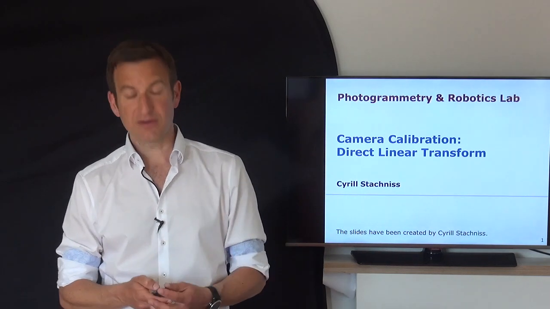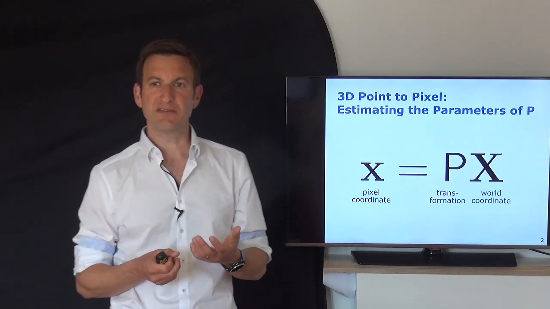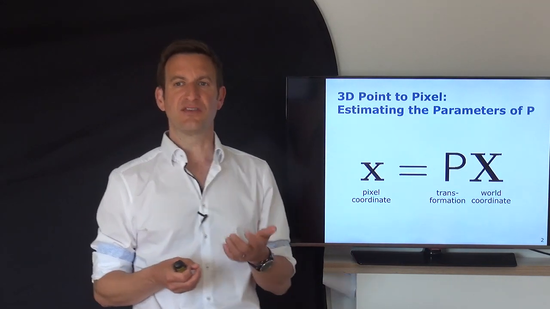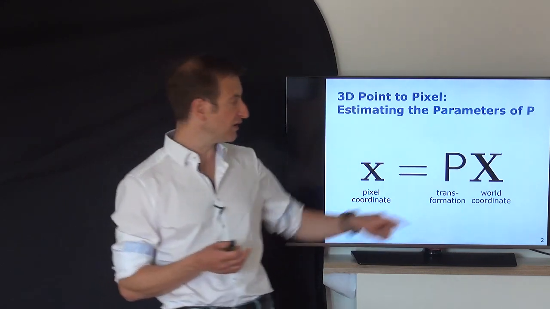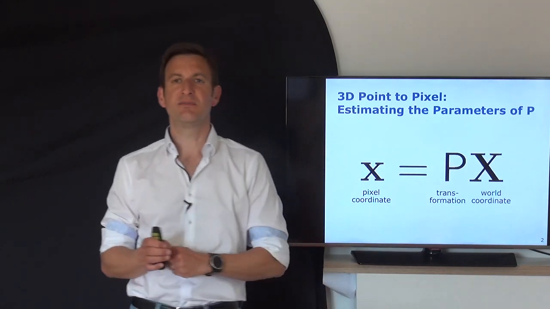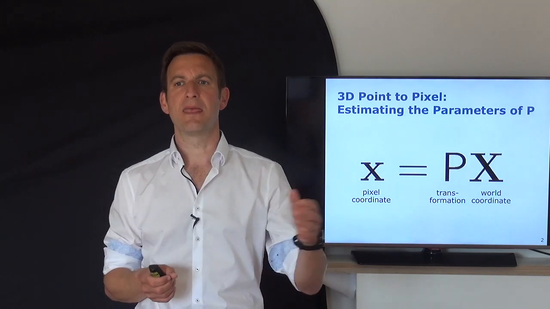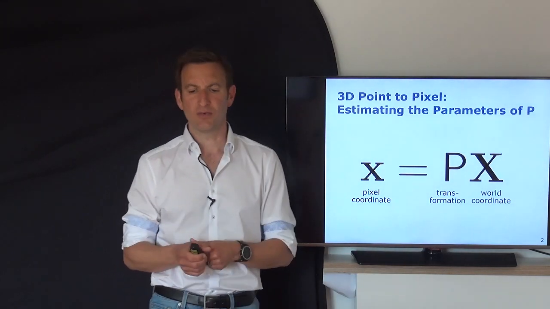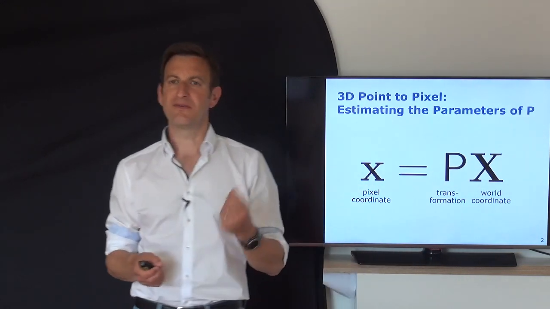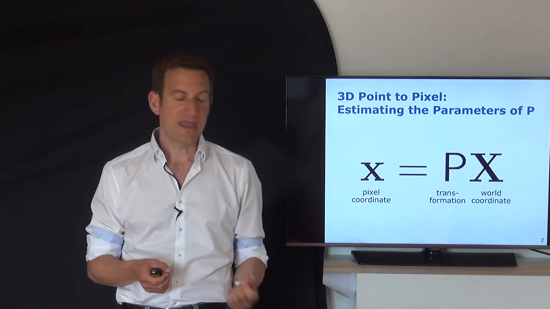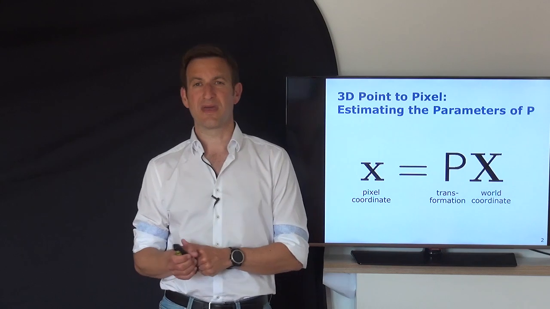If we want to describe how a point from the 3D world is mapped into pixel coordinates, we have this equation x equals PX. We discussed intensively in the lecture on the intrinsics and extrinsics how those parameters are sitting inside P, what they mean, and how they impact the process of mapping a 3D point from the world into our image. What we want to do today is to estimate those parameters, to find values for them, given that we know some of the points in the world, and given that we know where they are mapped to in our image.